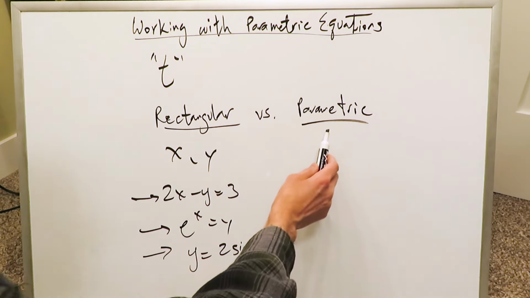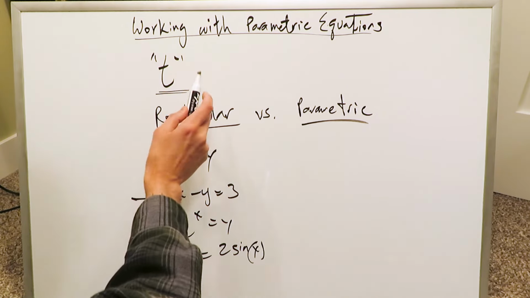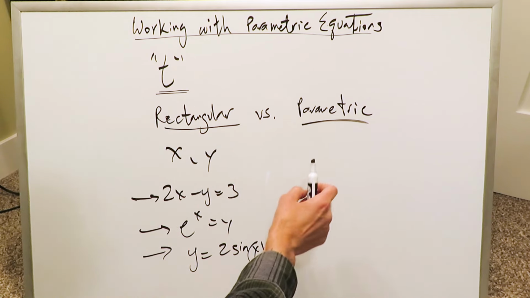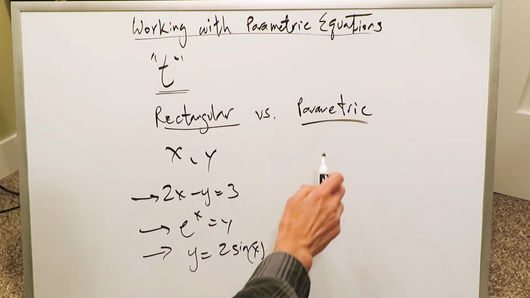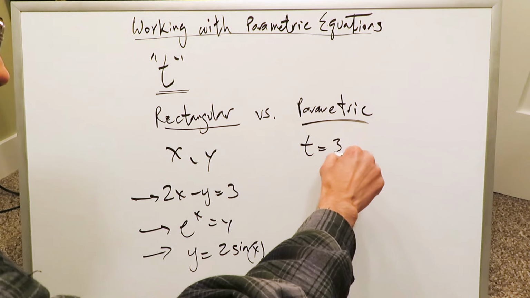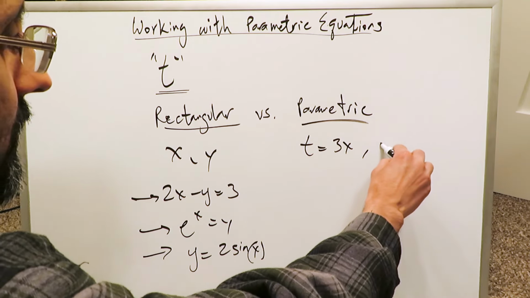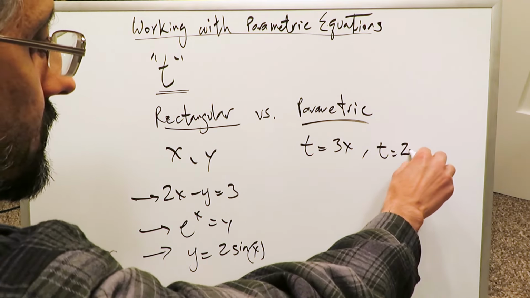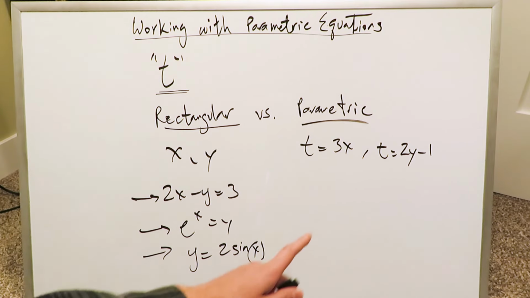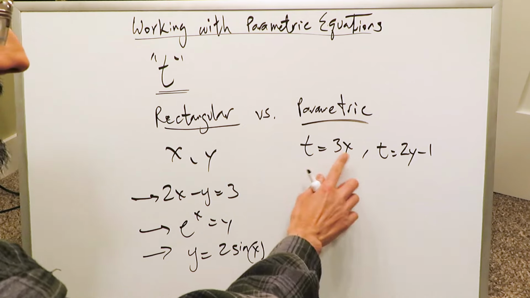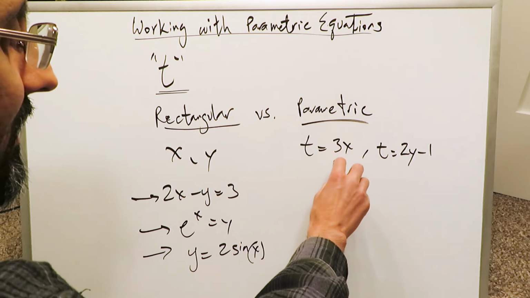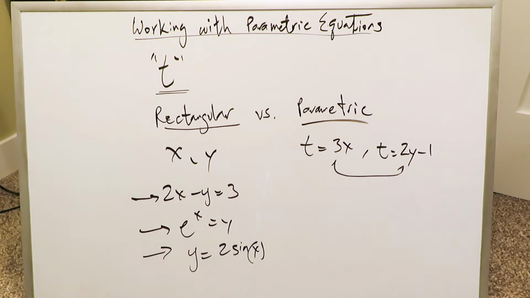The parametric equations are those in which you see this variable right over here. You could have equations expressed in terms of t for both x and y. t is equal to 3x, and you can have another one, t is equal to 2y minus 1. You see how in this you're expressing everything with regards to t separately with the x and the y. That right there is a good example of a parametric equation.